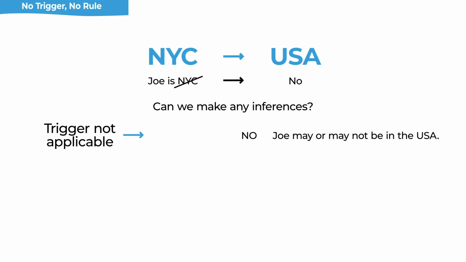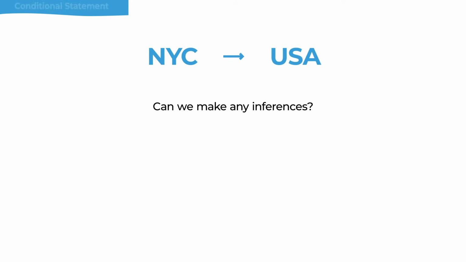The important thing is this idea that when you learn that the trigger isn't applicable, he's not in New York City, then the rule just disappears. There's no way to break that rule. The rule has no power over us. It also doesn't tell us anything.